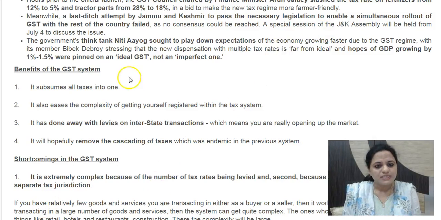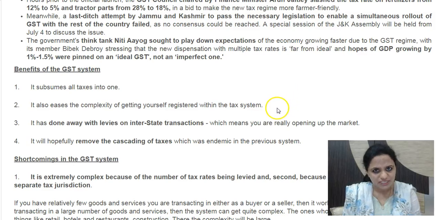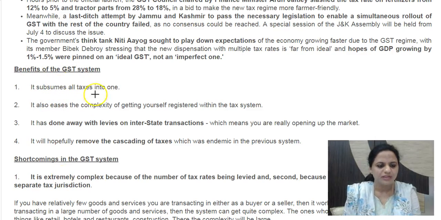Then another point mentioned is that Niti Aayog think tank member Bibek Debroy tried to play down the benefits of GST. He says, yes, GST will have its benefit. It will bring in GDP growth increase. It will have its benefits, but that is an ideal GST's result, but what we are implementing is an imperfect one. These are some points which have come up from an interview with a former planning commission member, which is there in the Hindu newspaper.